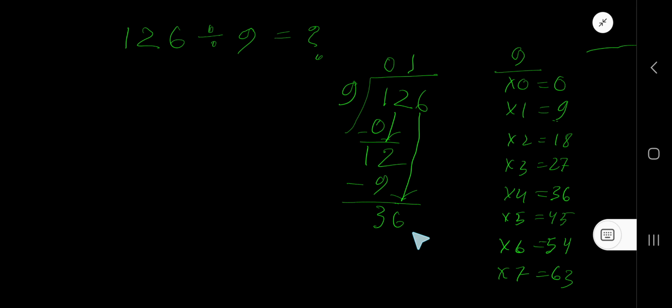Now 9 goes into 36 how many times? 9 goes into 36 4 times. Write 4. 4 times 9, 36. Subtract, 0.